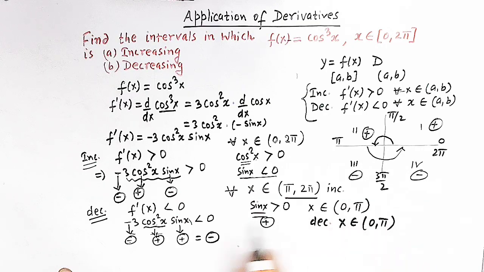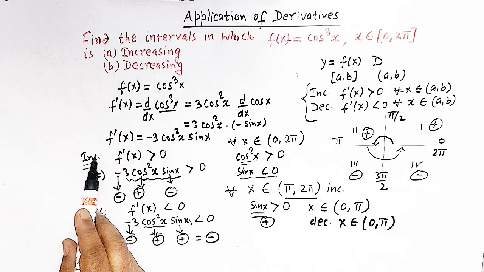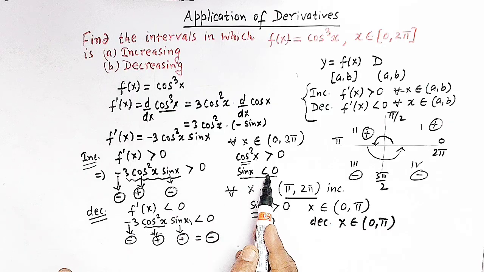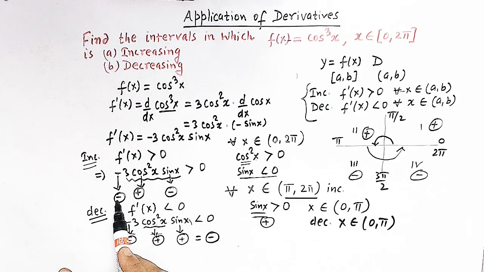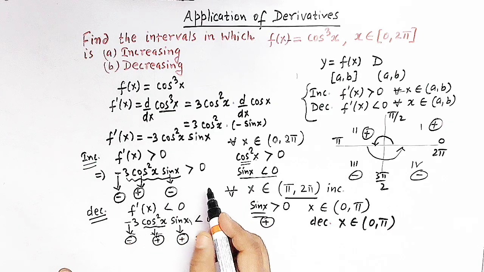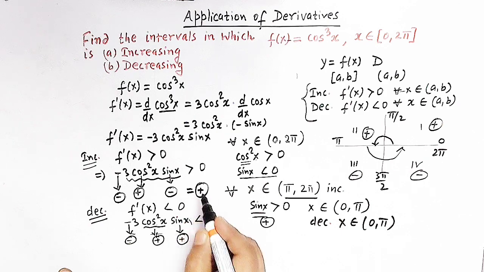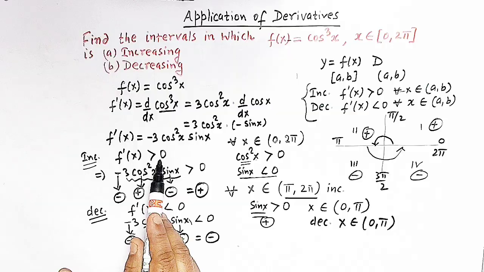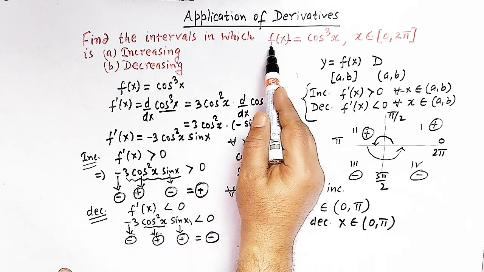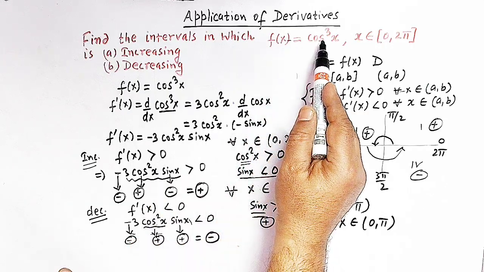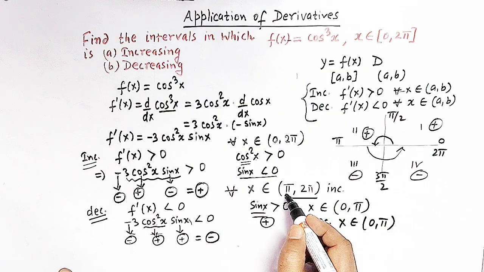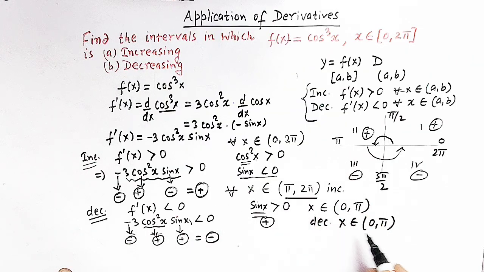And in case of the increasing function, we have sine x as negative. So the product of this negative with this negative is positive, which makes the derivative greater than 0. So f of x, which is equal to cos cube x, is increasing in the interval pi to 2 pi, and decreasing from 0 to pi.